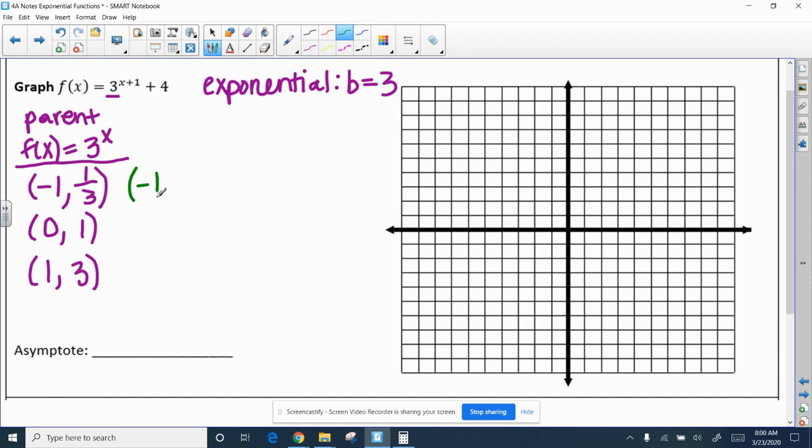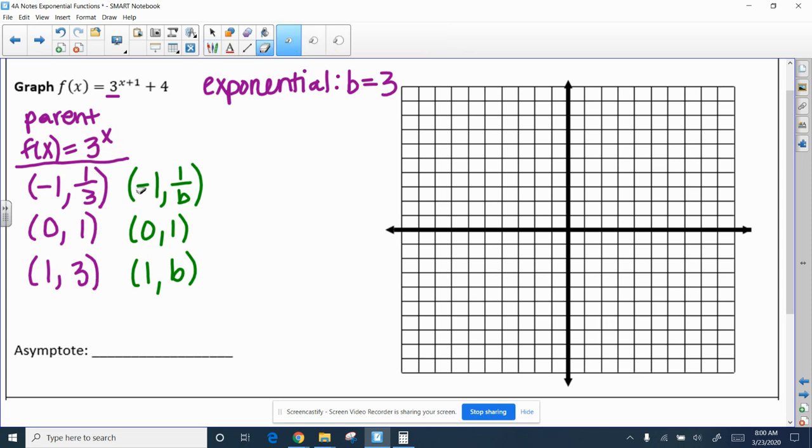We always are going to have -1, 1 over b. In this case, the b is 3 because that was our base. So that's always going to be the case. You could either memorize that or you can just think about plugging in your x values to find your outputs. So those are the points on our original or parent function.